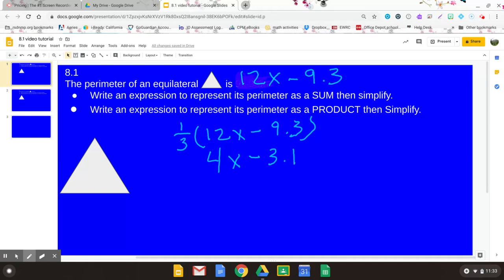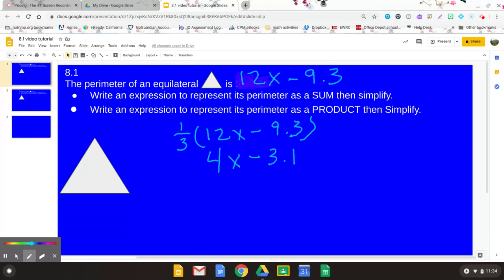And if you're not sure how to figure those out, you would go 1/3 times 12, or 12 over 1, and that is 12 over 3, which equals 4 when you reduce it, and then 9.3 divided by 3. Well, 3 goes into 9 3 times, and 3 goes into 3 1 time. So I know the length of each side of the triangle is 4x minus 3.1.